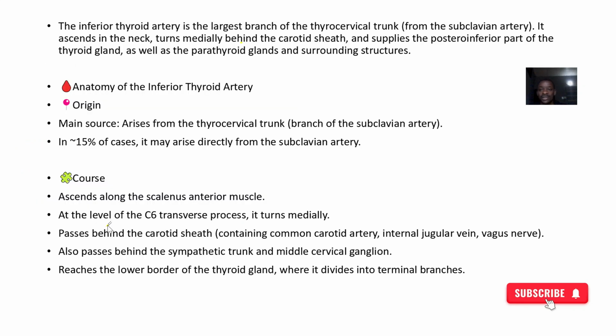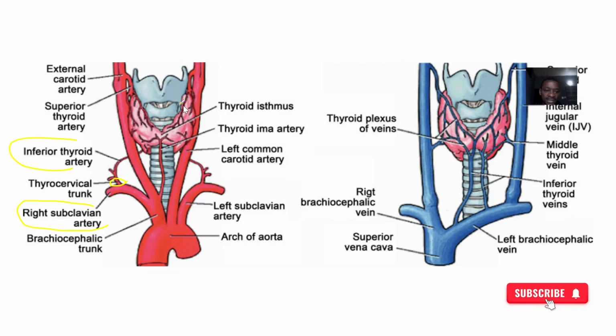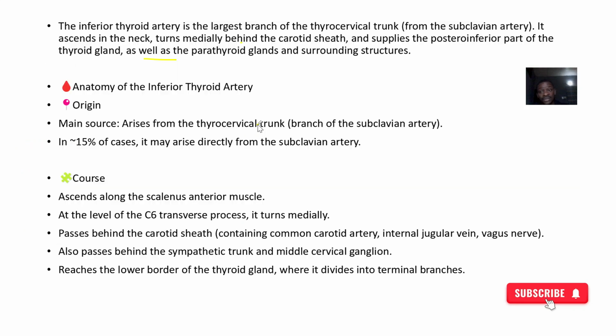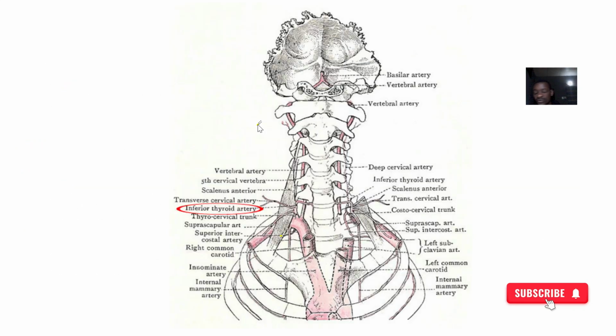You understand? So it ascends the neck, turns medially behind the carotid sheath, then supplies the posterior part of the thyroid gland. It also supplies the parathyroid gland. This is the thyroid gland. Okay, this gland is like a V. So at the back of the thyroid gland, of course, you have like 4 parathyroid glands. Okay, it's not shown because the image is just from the frontal view.